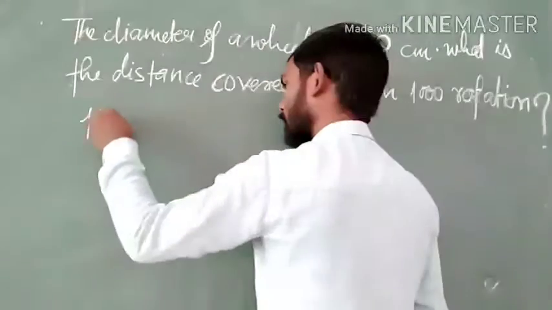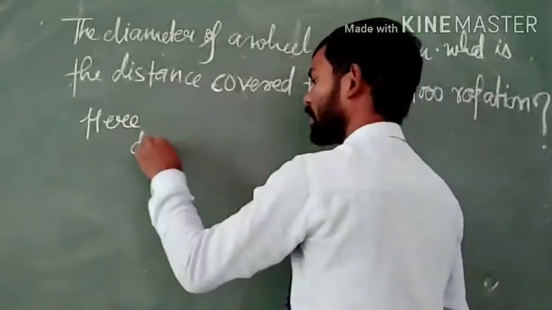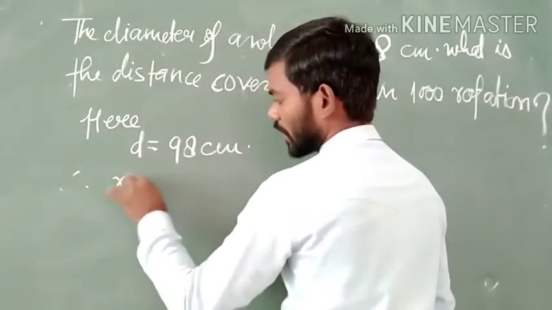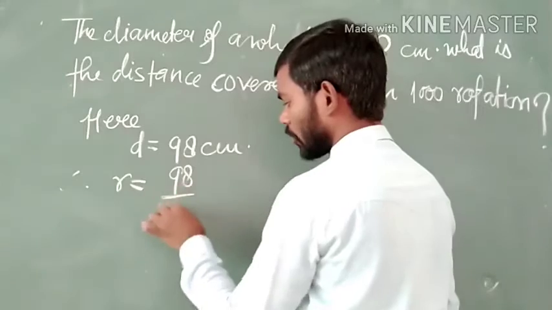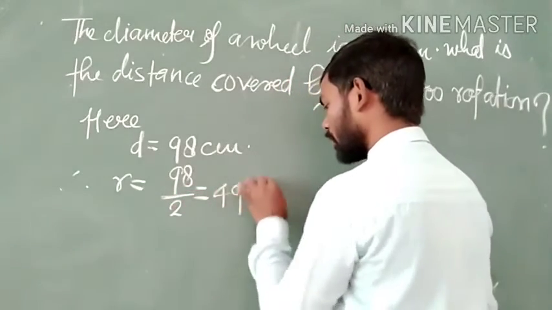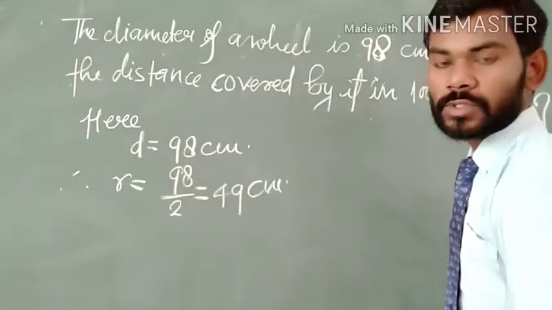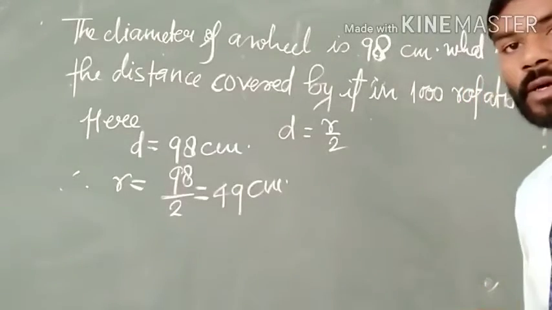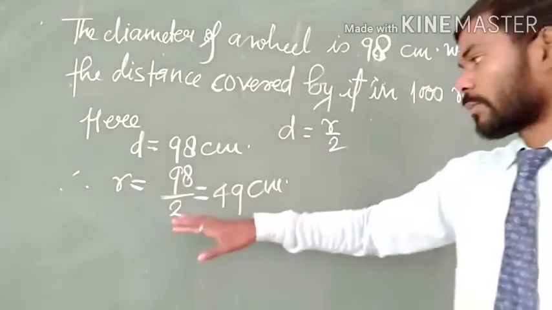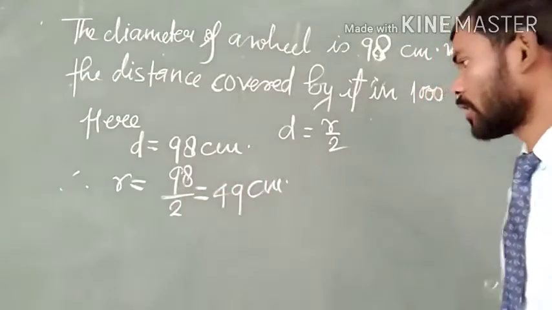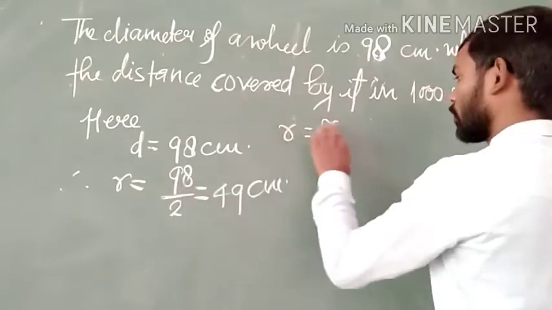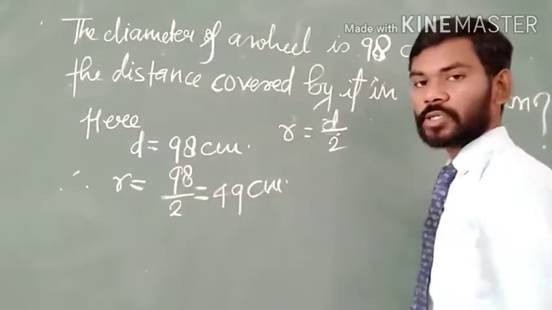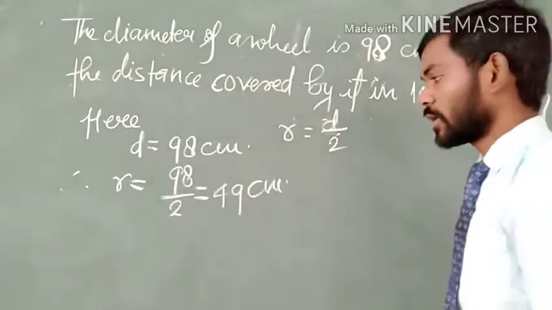Here, diameter D is 98 centimeter. Therefore, radius will be equal to 98 upon 2, which is 49 centimeter, because we know that radius is half of the diameter. So here we apply this formula, R is equal to D upon 2. Therefore the radius of the wheel is 49 centimeter.